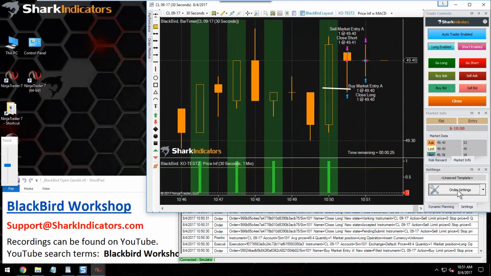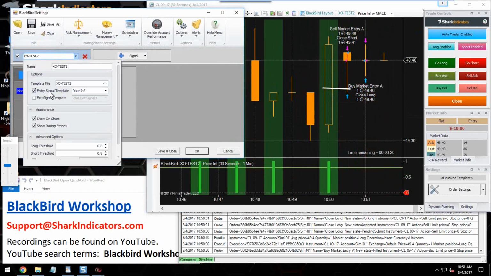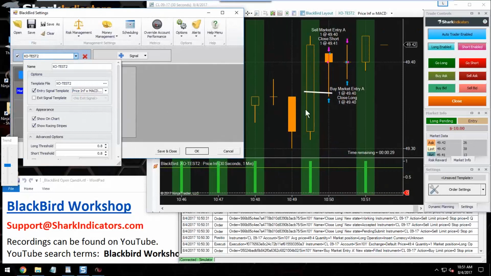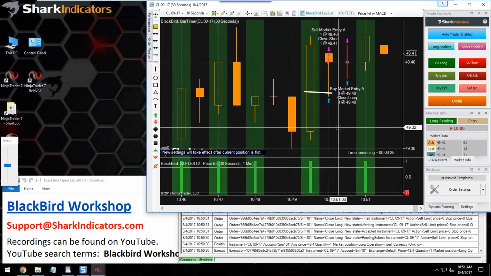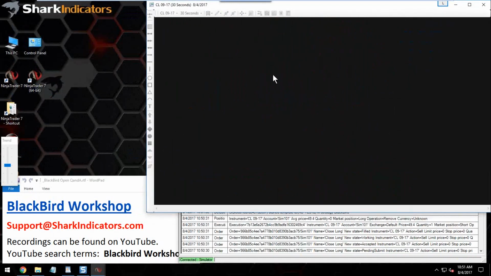All right. That should work. So let me go in here and modify my BloodHound signals. We're going to use the price inflection with the MACD filter. We can see that it's no longer generating a ton of reversal signals here, so that gives me some space in between these trade signals to work with. All right, so let's click OK, and I'm just going to refresh the chart real quick.